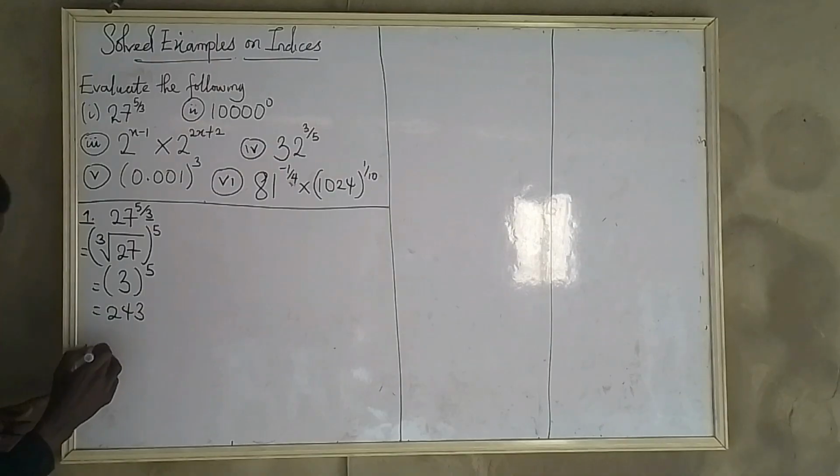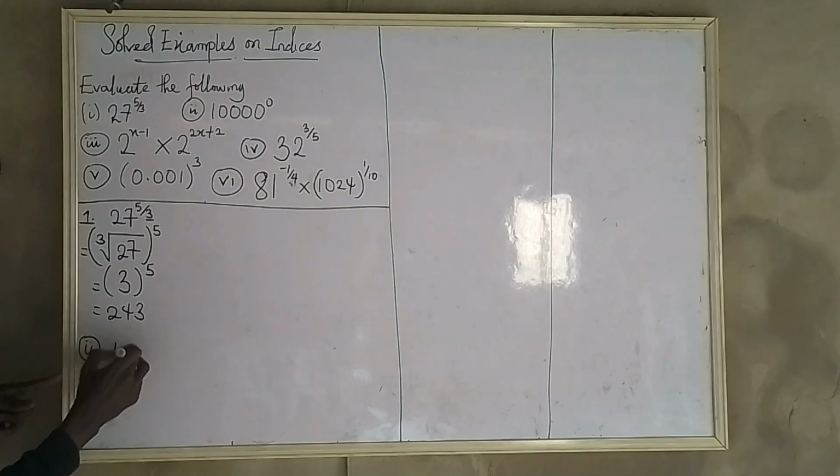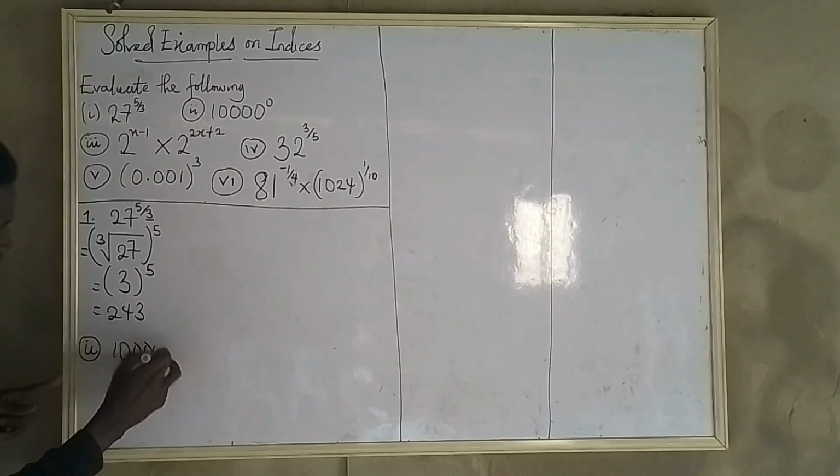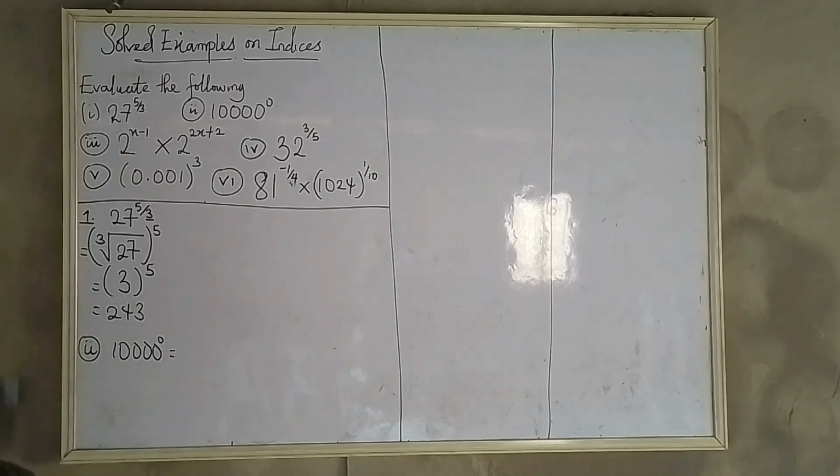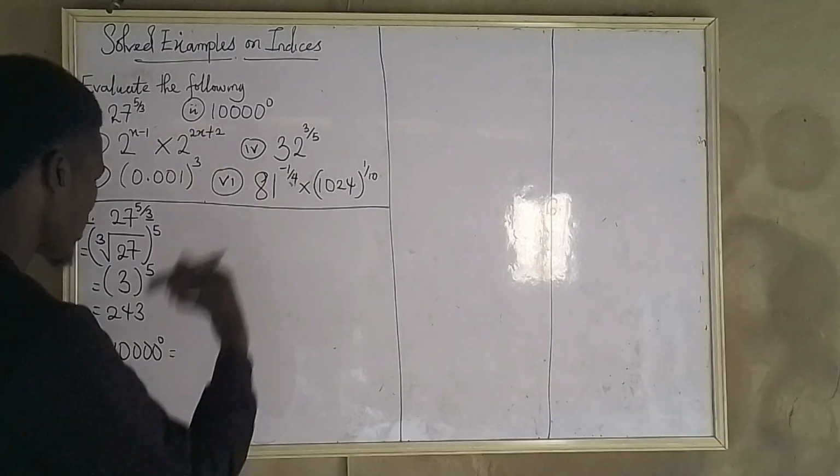Now look at question number 2. Question number 2 says 10,000 raised to power 0. This is zero index law. So I want you to think, what does zero index law say? Who can tell me the answer? Zero index law says that anything raised to power 0 is 1.